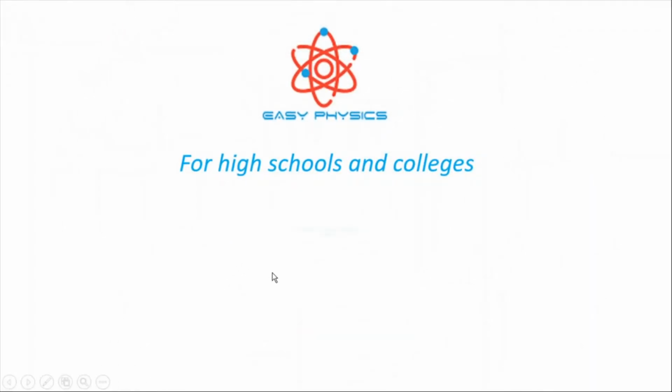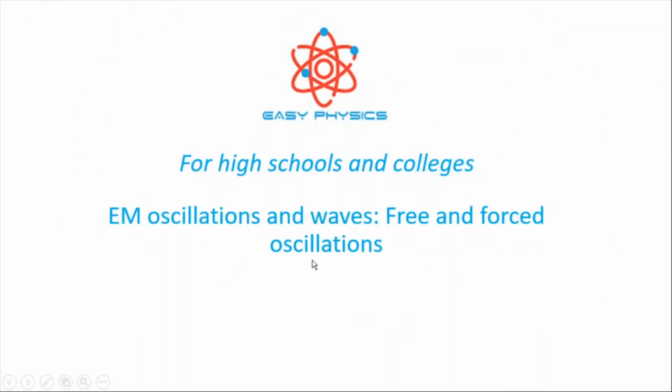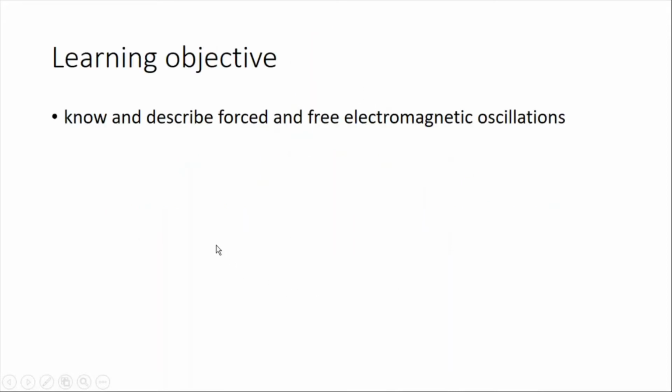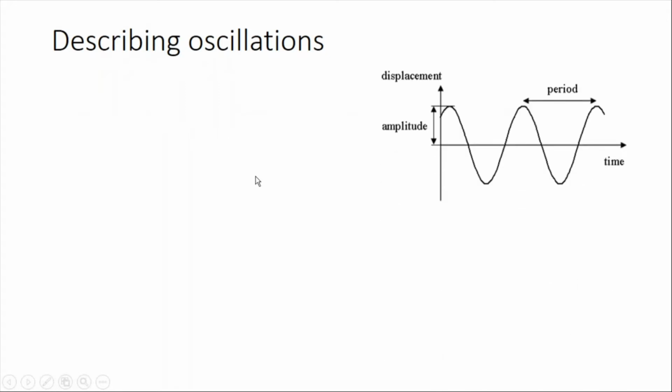In this lesson, we are going to look at the free and forced oscillation of electromagnetic waves. The learning objective for today's lesson is that you are going to be able to know and describe the forced and free electromagnetic oscillations. Let's describe the oscillations.